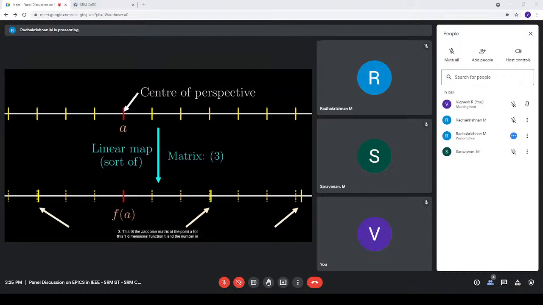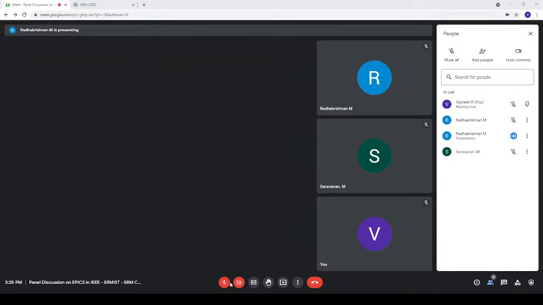of 3. This is the Jacobian matrix at the point a for this one-dimensional function f, and the number in the matrix is the derivative, denoted f prime of a. In other words, the derivative is the scaling factor near the point a. It's important to note that this depends on where a is.